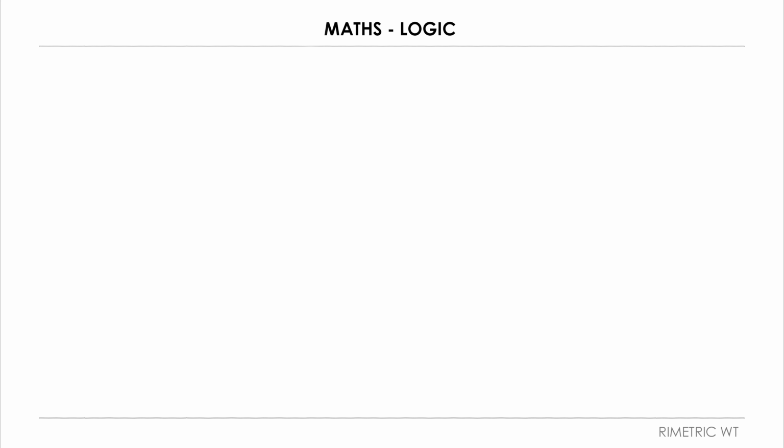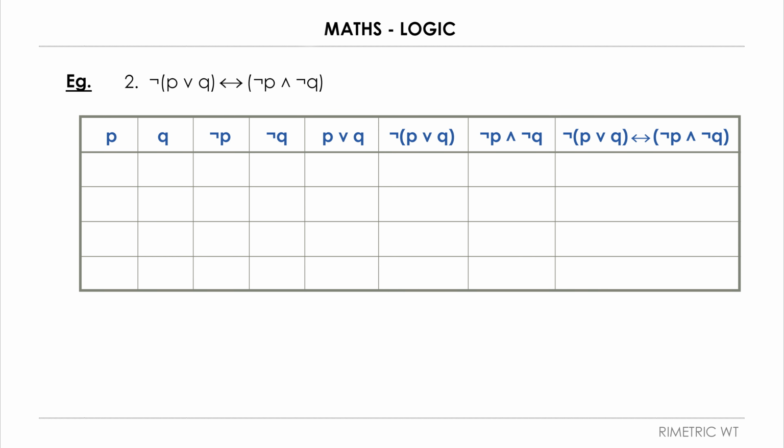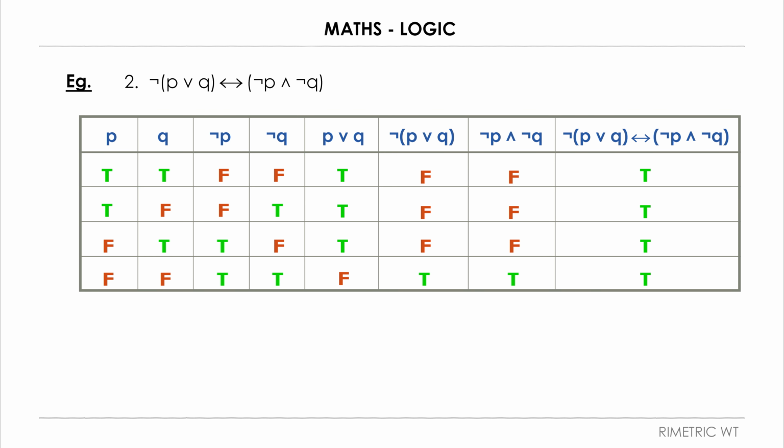The second example is negation of P or Q as a whole implies negation of P and negation of Q. Now, this is in a logical expression form, therefore we can proceed to constructing a truth table. Since we have 2 propositions, we'll have 4 possible combinations. Therefore, the truth table will be as shown. Now, when we see the last column, the truth value is all true, meaning the statement is a tautology.